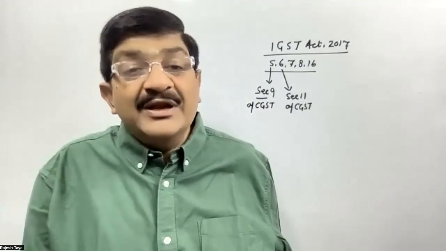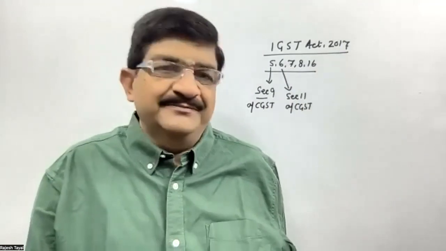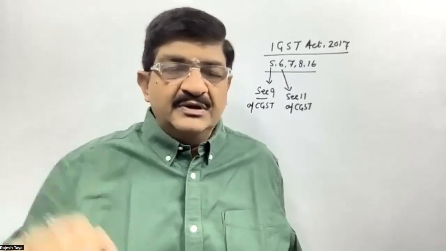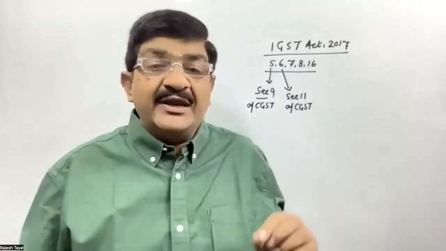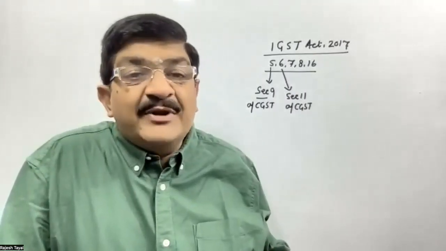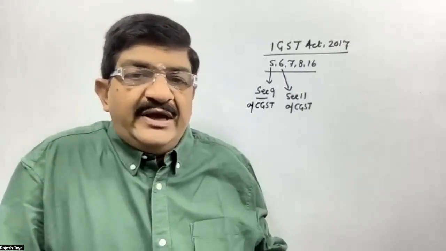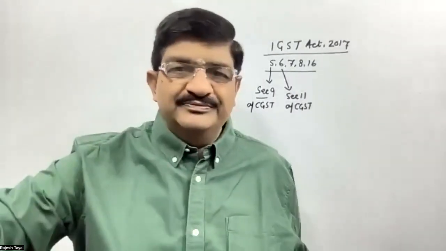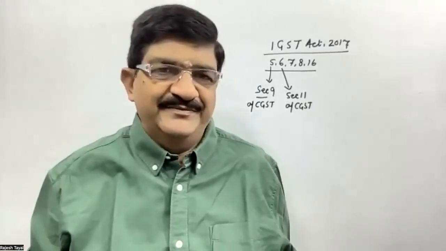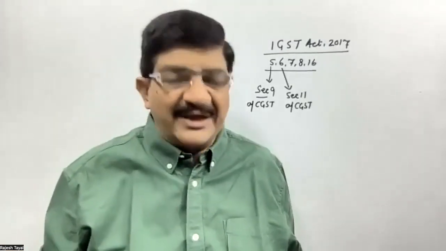Okay, so what do we have to really read? Section 7, Section 8, and Section 16. In Section 7 and 8, you will understand the exact meaning of interstate supply and the exact meaning of intrastate supply. And Section 16 talks about zero rated supply. Section 16 is about zero rated supply.